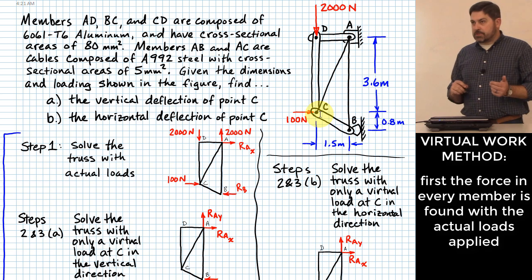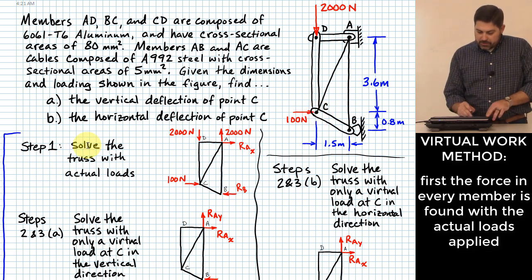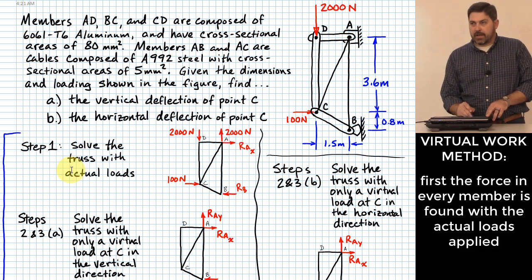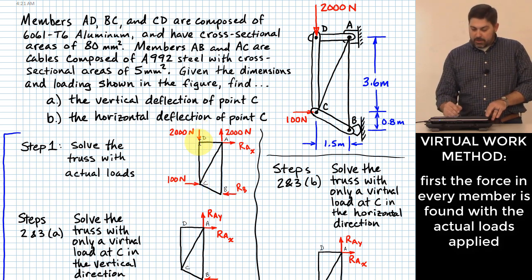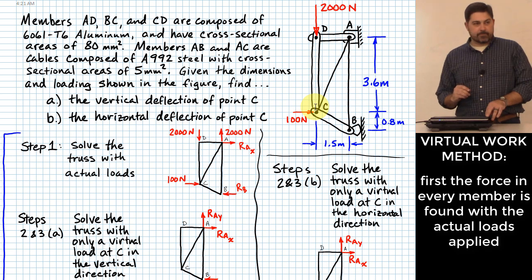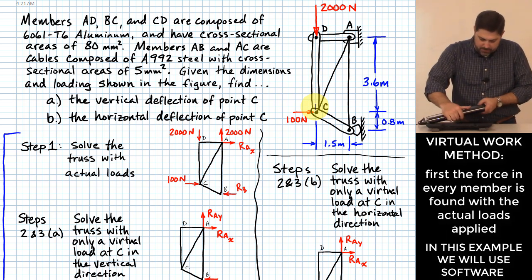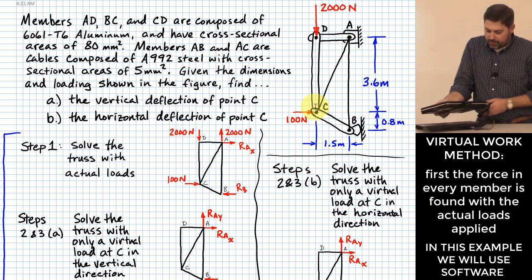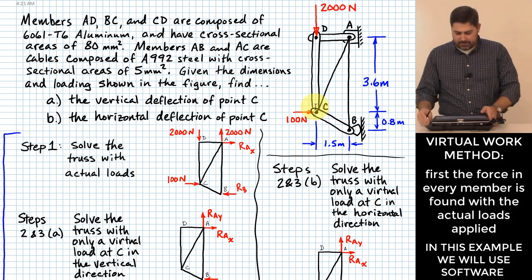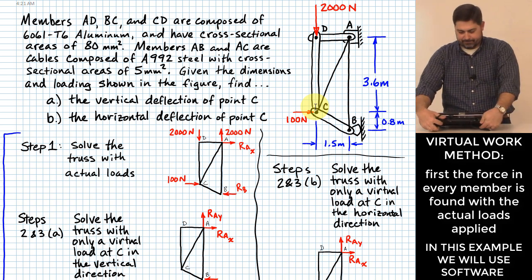So what we're going to do for this problem is we are first going to solve this truss with the actual loads that the truss has in it, right? So these loads, the 2,000 newtons applied at point D and the 100 newtons applied at point C, we need to first figure out what forces those two applied loads create in all of the members of this truss, okay? So what I'm going to do is get into a piece of software that will help me solve that easily and hopefully relatively rapidly.